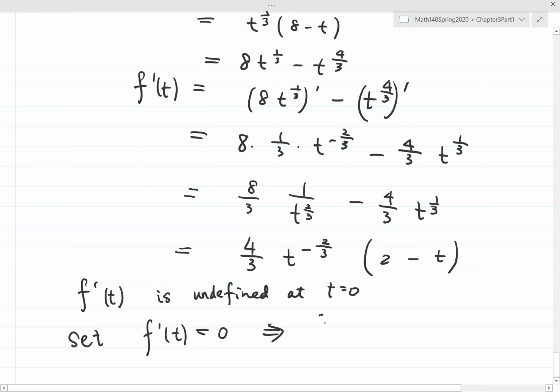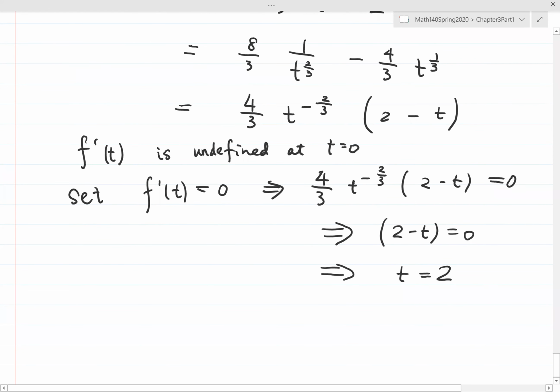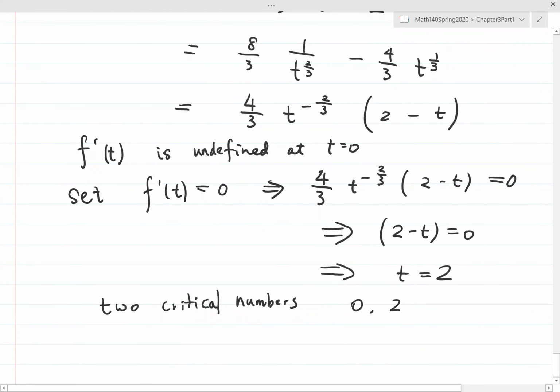So we get 4 over 3 t to the negative 2/3 times (2 minus t) equal to 0. Now remember, t to the negative power is 1 over something, a non-zero quantity. So this t to the negative power is non-zero. So we get 2 minus t should be 0, and then t should be 2. So we find two critical numbers, 0 and 2. So we need to check now.